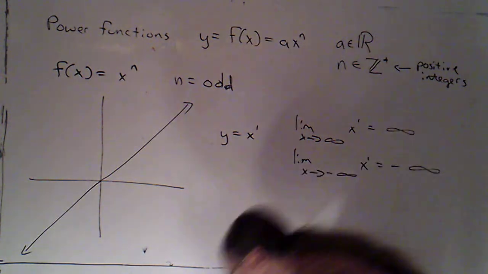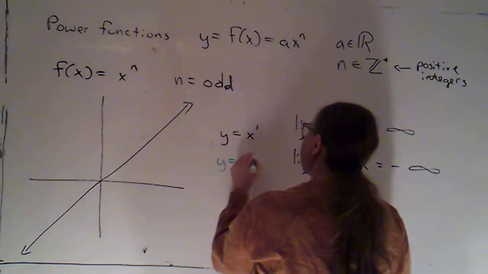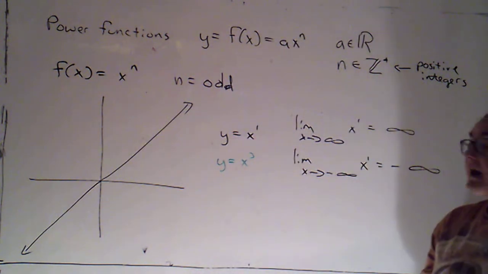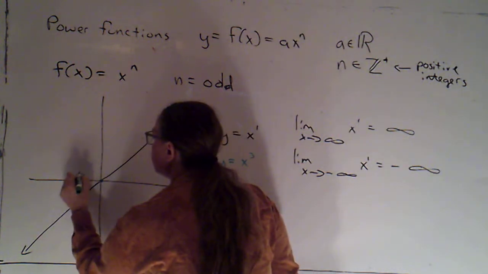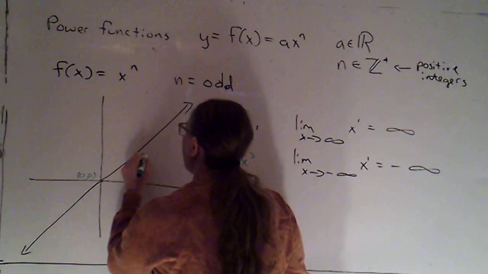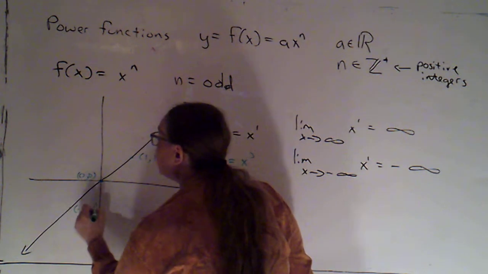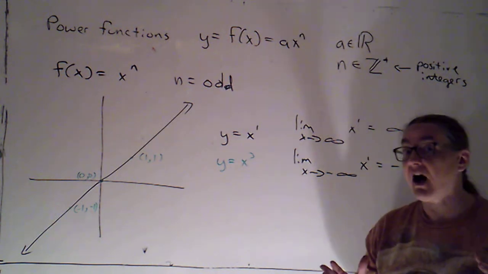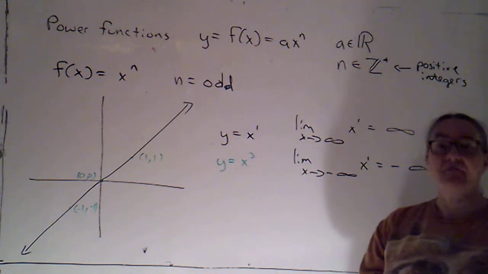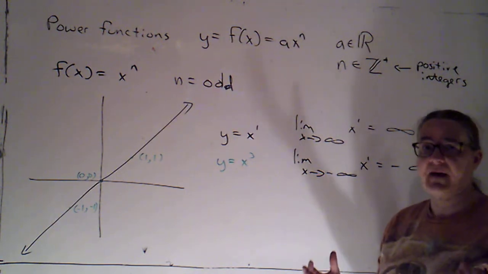Now, my next odd power would be y equals x cubed. Now, just like with the even powers, there are going to be 3 points, (0, 0), (1, 1), and this time it's (-1, -1). Those are going to be on the graph of any odd power of x. Okay. And again, we're going to see a similar pattern.